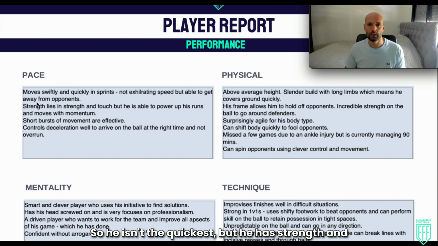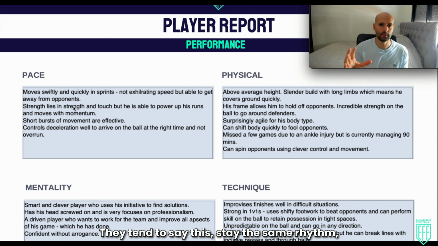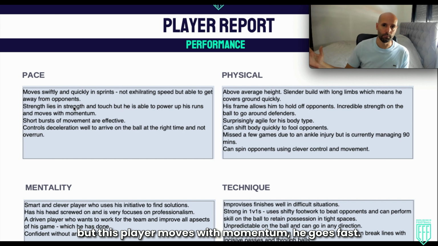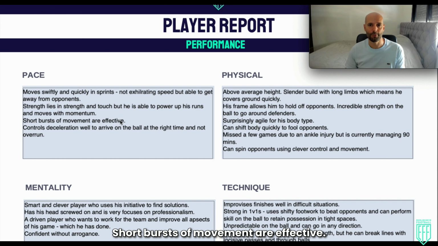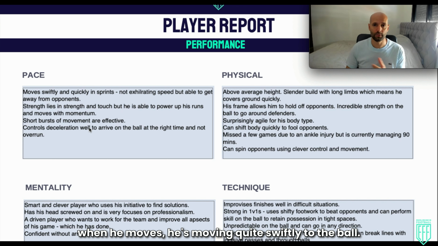So he isn't the quickest, but he has strength and a good touch, which helps with those little shortcomings. I wouldn't say they're really shortcomings, but small elements. And he can power up, which means he gets faster and moves with momentum. So some players tend to stay the same rhythm, but this player moves with momentum. He goes fast. Short bursts of movement are effective. This doesn't mean that he's explosive, but it means that when he moves, he's moving quite swiftly to the ball.